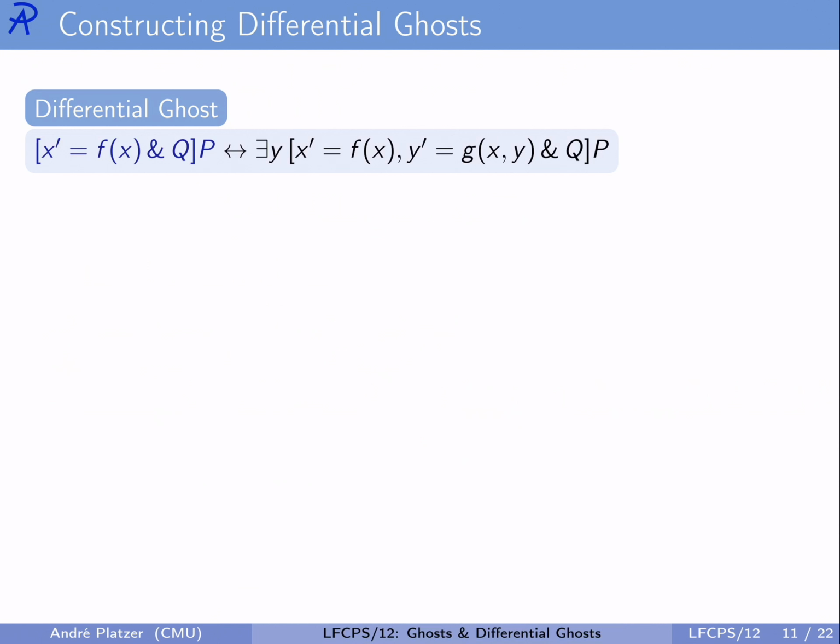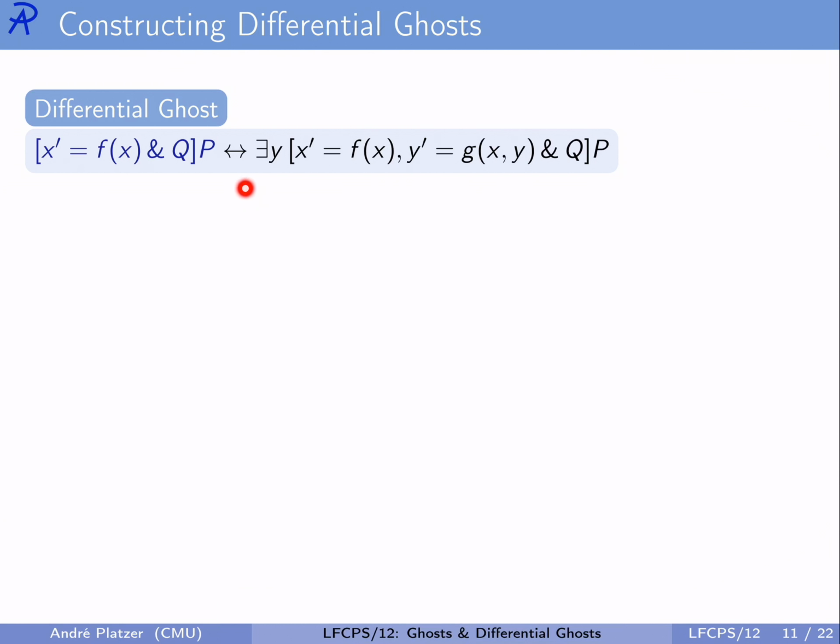In fact, this time we can render it directly as an axiom and say that if we are interested in the question whether a property P is always true after a differential equation, x prime equals f of x, within an evolution domain constraint Q, then we can equivalently prove the same question whether P is true after a slightly bigger differential equation system, the one that, in addition to x prime equals f of x, says, oh, and y prime equals g of x, y. So a new differential equation which we dreamt up could be one, as in the time example, but could also be a more general differential equation.